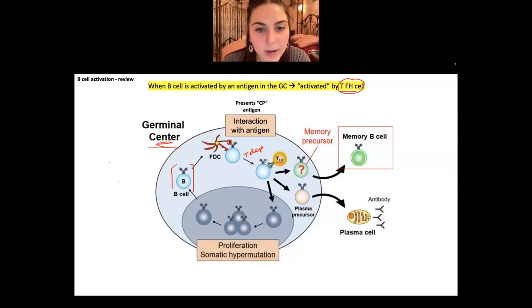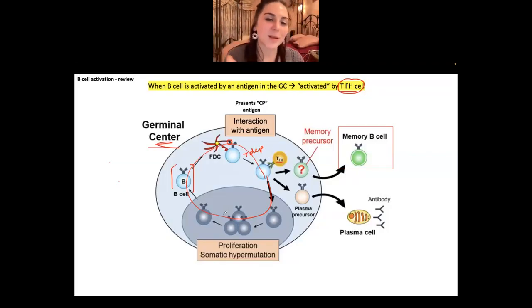From here, basically it gets activated. You can make memory cells, you can make plasma cells, and you can also go back through this process and make a much better fitting B cell receptor to that antigen. That's what somatic hypermutation is: tiny mutations that make the FAB portion recognize that antigen even stronger, and it cycles through this process. I don't know if you remember, but in the B cell lecture I said it goes back and forth with the follicular helper T cell.